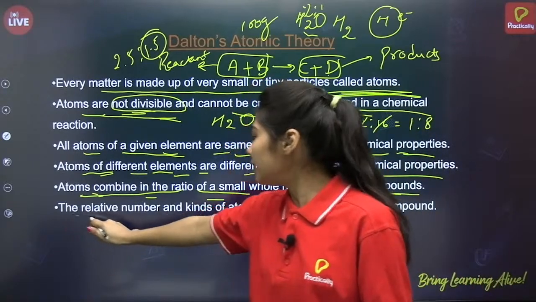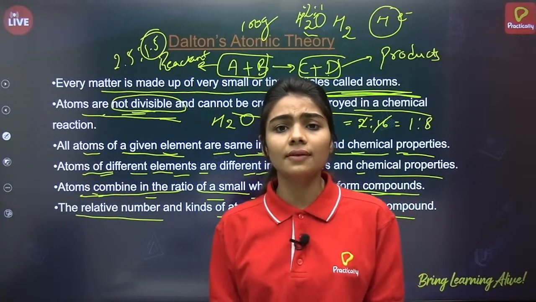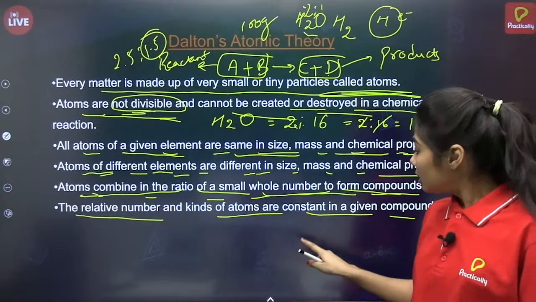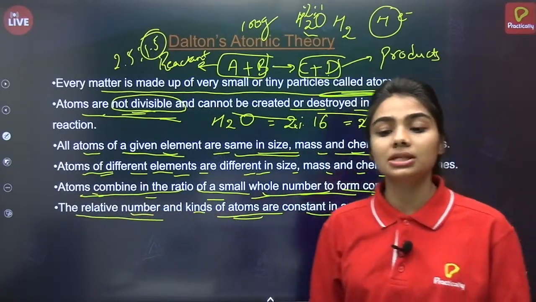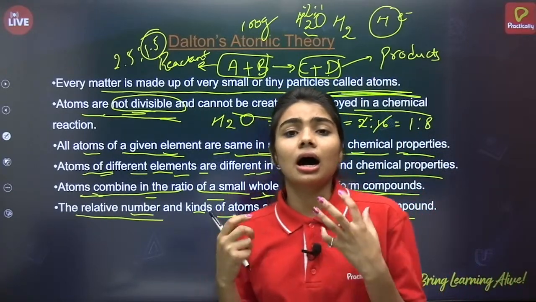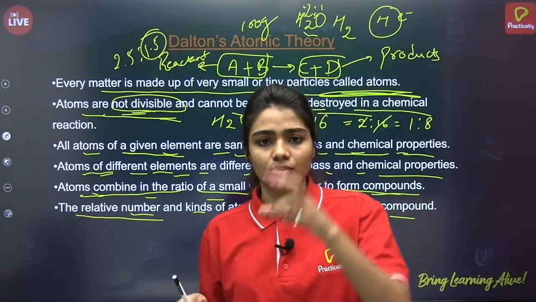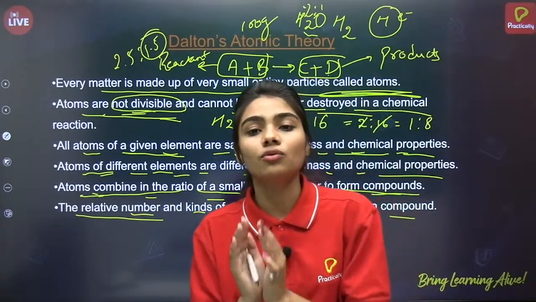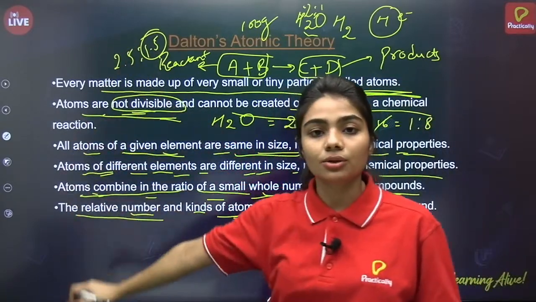Okay. The relative number and kinds of atoms are constant in a given compound. That means for a particular compound, the number of atoms and kinds of atoms are constant. If we take a water molecule, then we always have to take 2 hydrogen and 1 oxygen to form water. So this is Dalton's atomic theory.